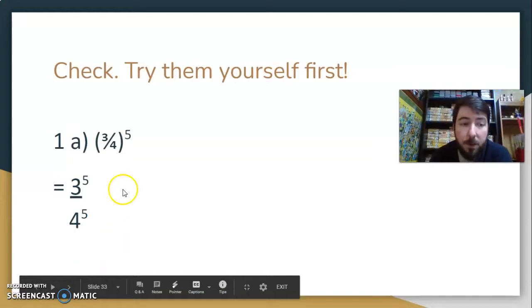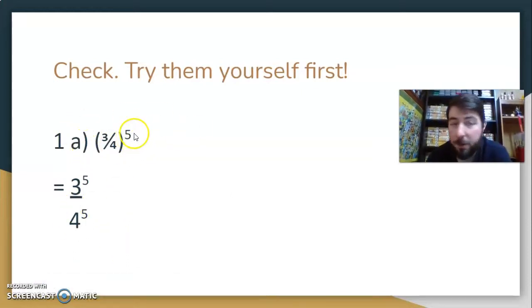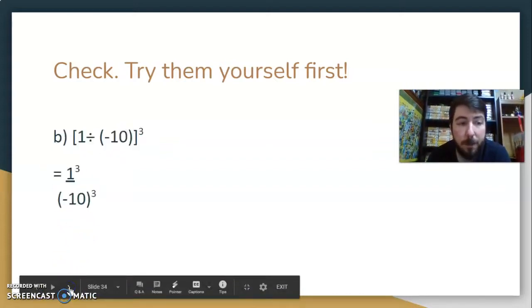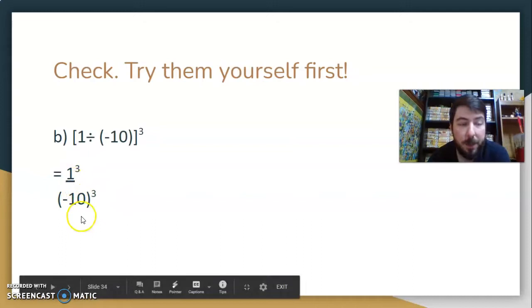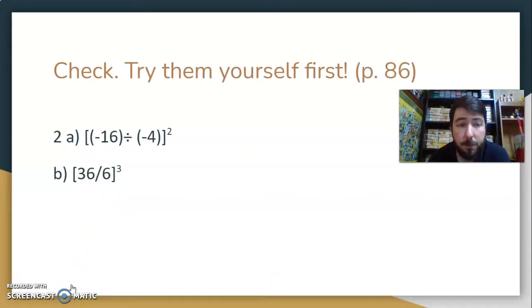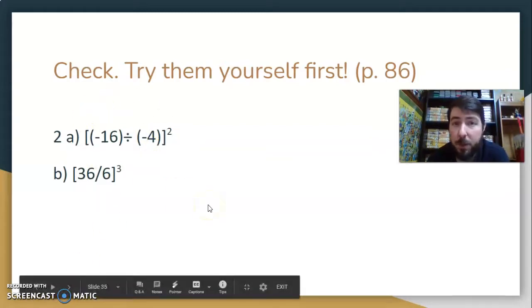So 3 divided by 4 to the power of 5 is just 3 to the power of 5 divided by 4 to the power of 5. And 1 divided by negative 10 to the power of 3 is 1 to the power of 3 divided by negative 10 to the power of 3. And again, pause the video here, try to solve these before watching the answers.